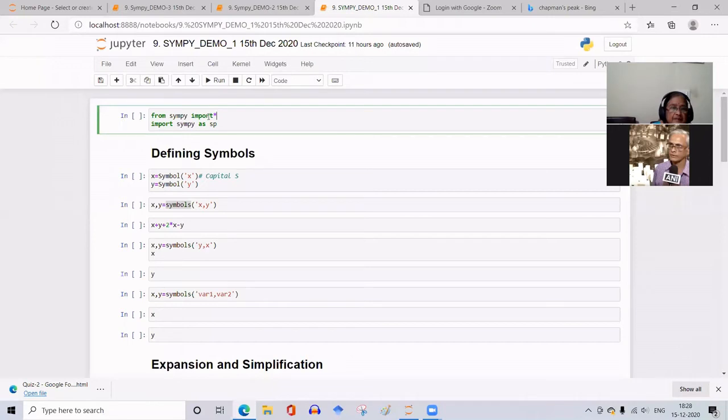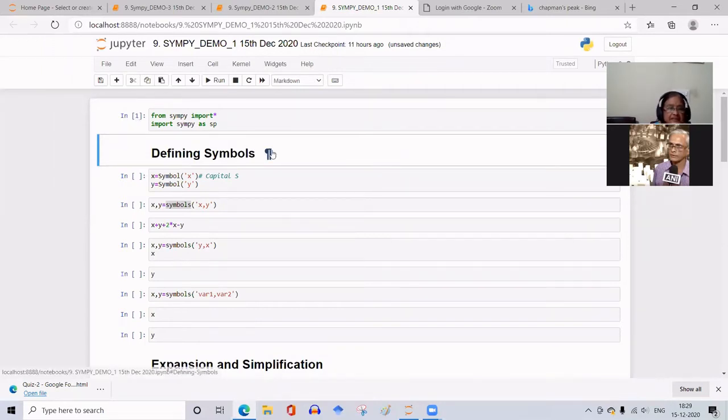So from SymPy import, instead of all the functions, you can even call whatever particular function you want. Now I want to demonstrate all, so I'm taking it as all, indicated by this asterisk after this import. So from SymPy import all functions, then import SymPy as SP. So this has no error. Then first of all, what is this SymPy?